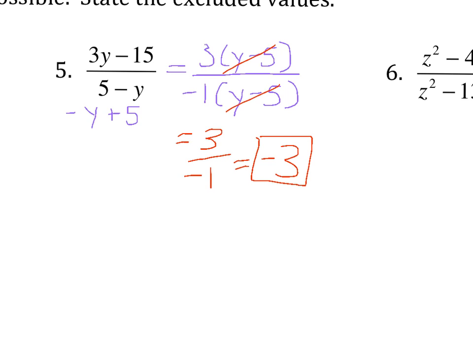Now for the excluded values, we take what we had in the denominator originally and set it equal to 0. So if we just add y to the other side, we'll get that our excluded value is y equals 5.